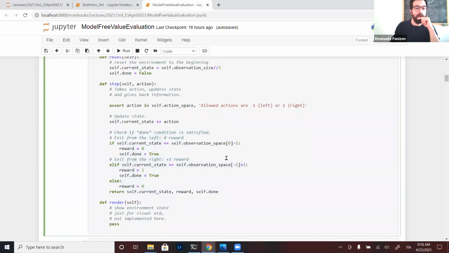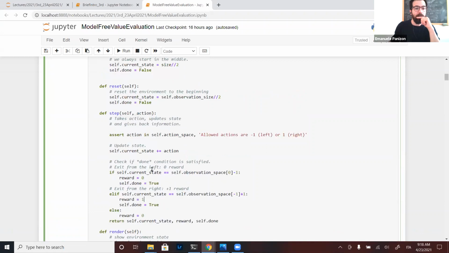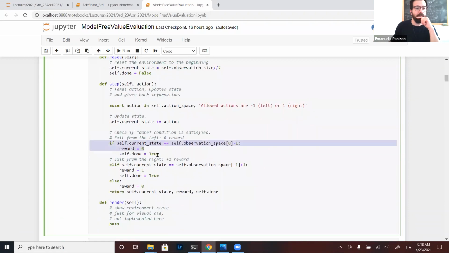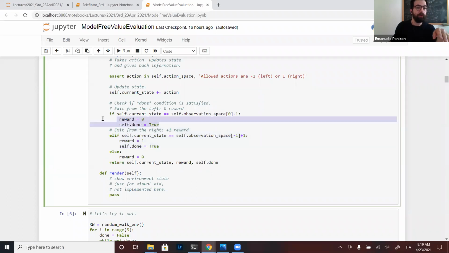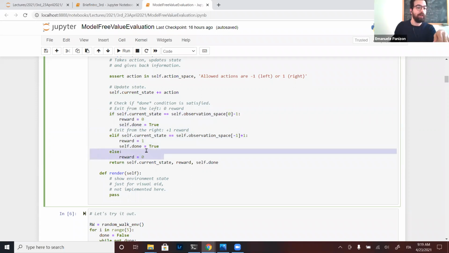So either you go to -1 or you go to +1. And if you go to +1, the reward is going to be 1, and you're done. If you go to -1, the reward is 0, and you're done. And in all other cases, the reward is 0, and you are not done. So the flag is false.